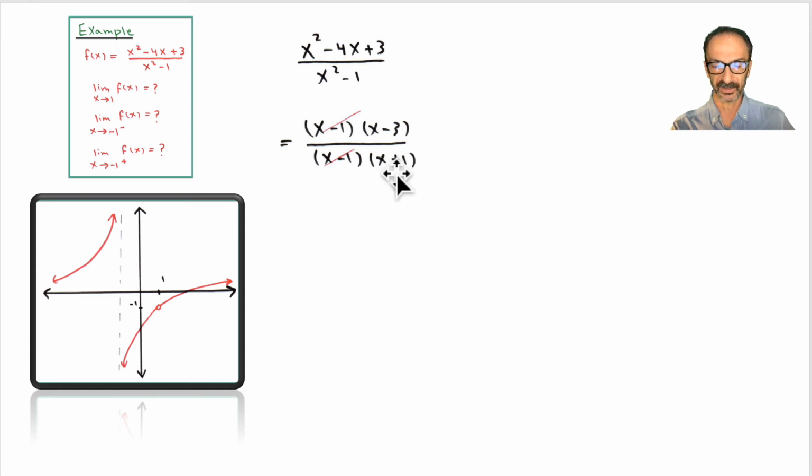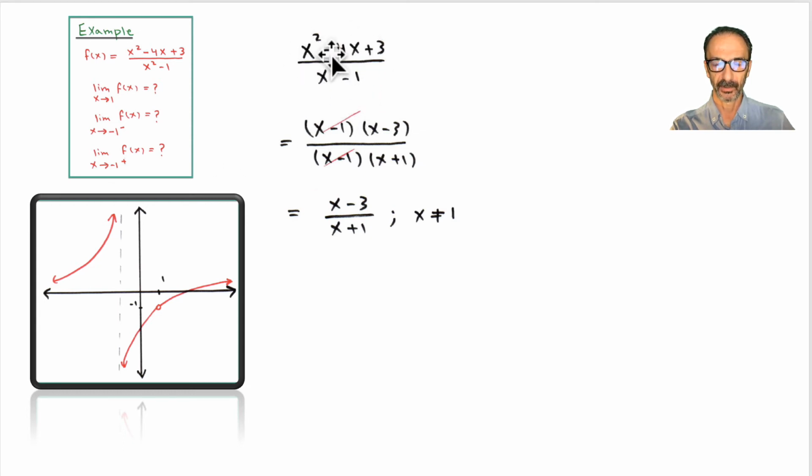This 0 did not get cancelled. Anything of this nature, which is x plus 1 equals 0, subtract 1 from both sides, so what forces this to be 0 is x equals negative 1. That is a vertical asymptote. One more time. This behavior gives you a hole in the graph. This behavior gives you a vertical asymptote.